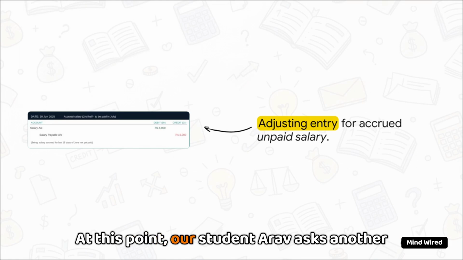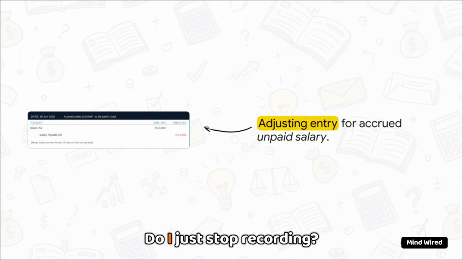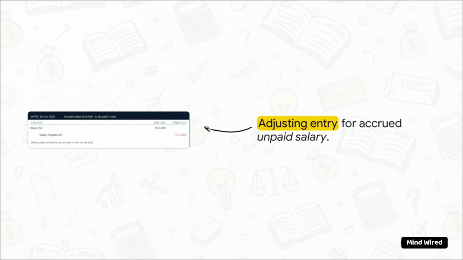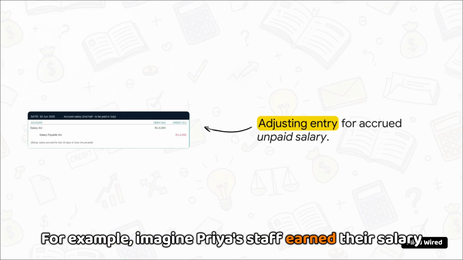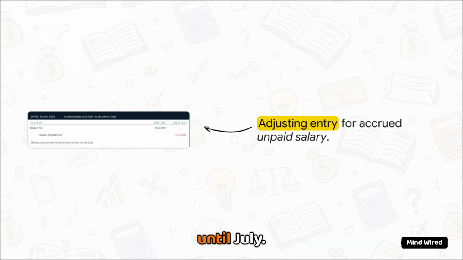At this point, our student Aarav asks another really great question. What do I do at the end of the year? Do I just stop recording? Well, not quite. Accountants have to capture these sorts of hidden realities using adjusting entries. For example, imagine Priya's staff earned their salary in the last half of June, but Priya isn't actually going to hand them the cash until July.